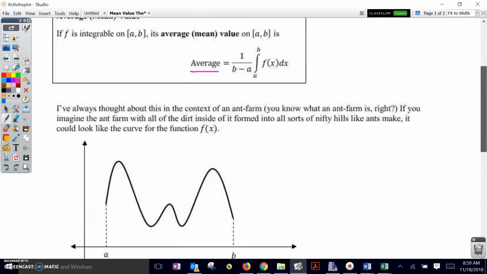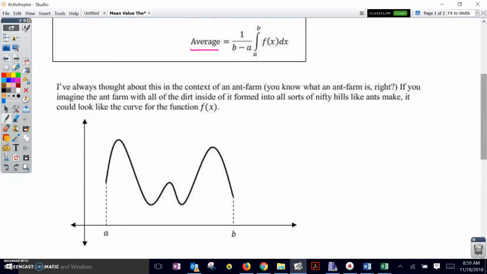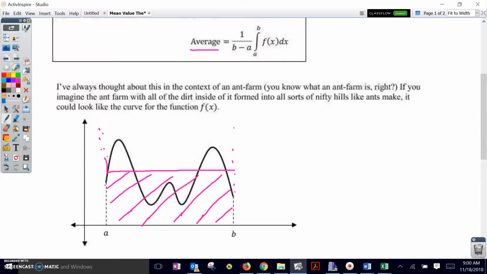And I talk a little bit about an ant farm here. Imagine that we have an ant farm here with all this dirt represented by the function f of x. And if you shook this ant farm and leveled out all the dirt, it might look something like this. And what we've done is we've taken all this area and we've shaken it out so that it now forms a rectangular area here. And so what's represented here by the purple shaded region is the integral from a to b of f of x dx.